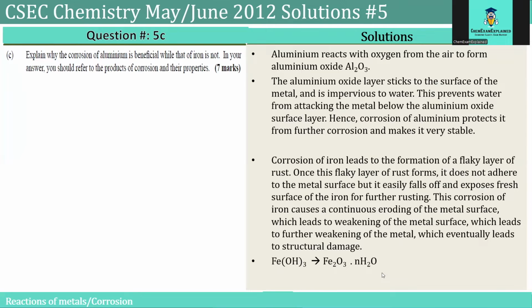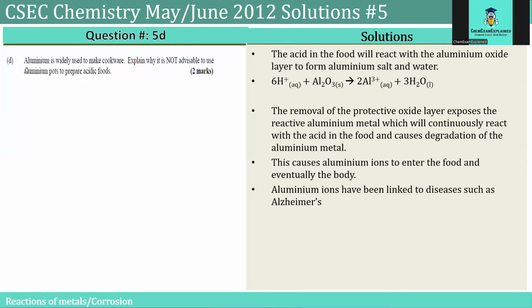So this is your rust. This iron 3 oxide is what will flake off. It exposes the metal below, which will cause further rusting, and the iron gets eaten away. 5D. Aluminum is widely used to make cookware. Explain why it is not advisable to use aluminum pots to prepare acidic foods.